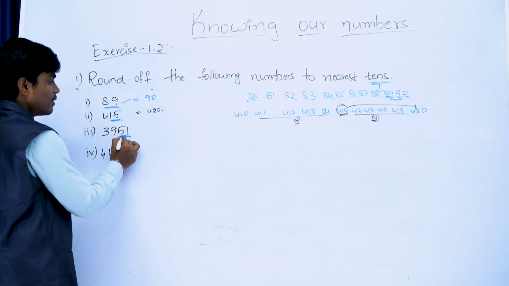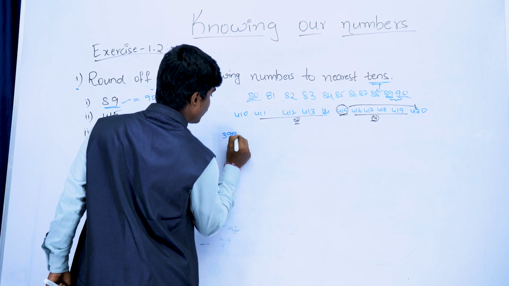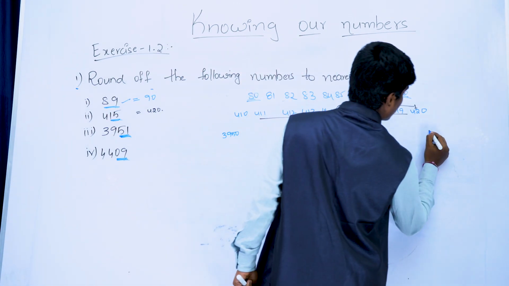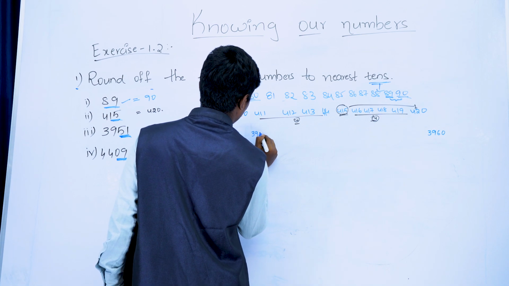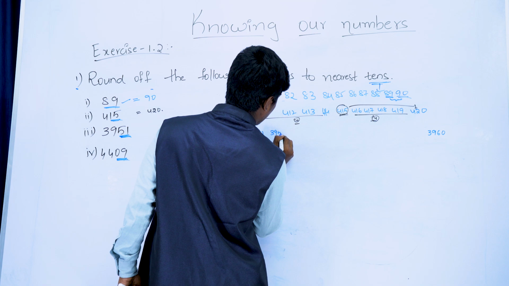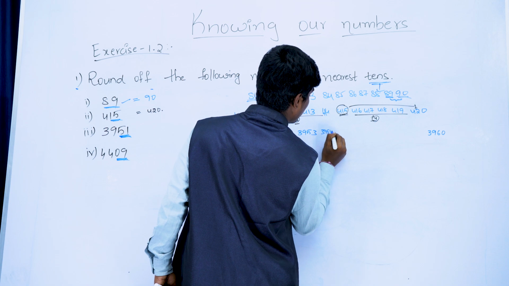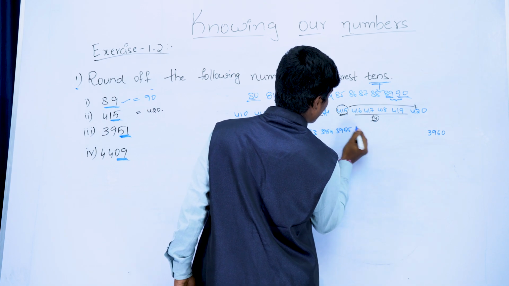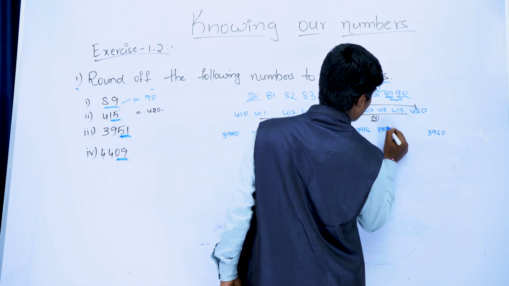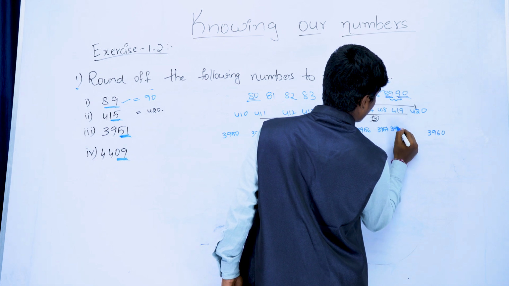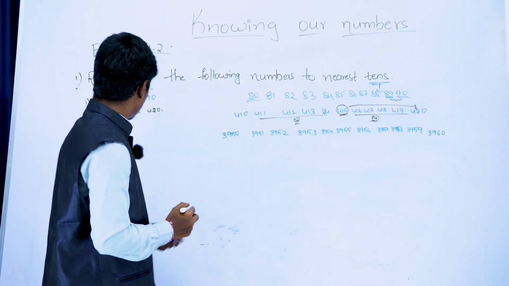3951, take these two numbers only. It lies between 3950 and 3960. The numbers in between are 3951, 3952, 3953, 3954, 3955, 3956, 3957, 3958, 3959.